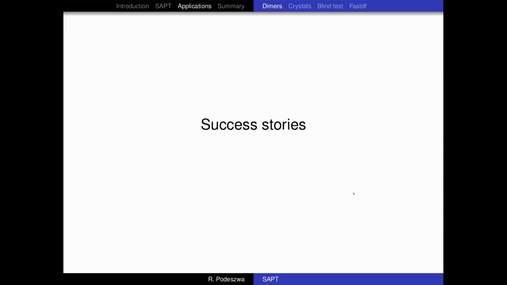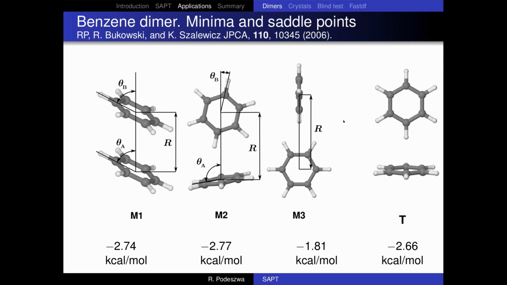A few success stories for SAPT(DFT) to convince you that this is the method for calculating small and medium range systems. It's not a complete overview. It's only a few systems I was working with. We started with the benzene dimer. It was actually the first non-test application of SAPT(DFT). We developed the full potential energy surface for the benzene dimer.